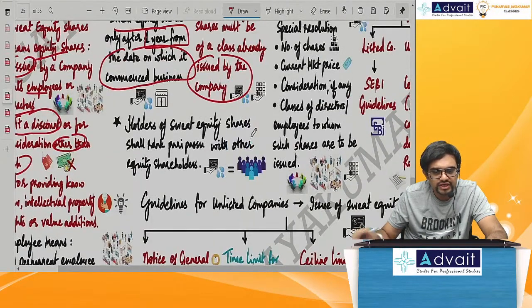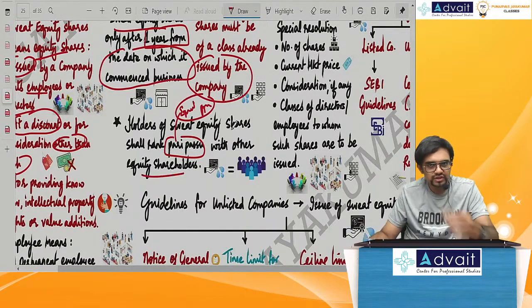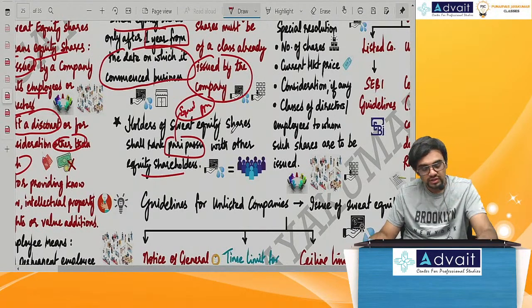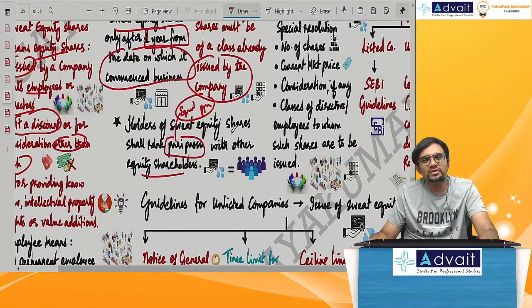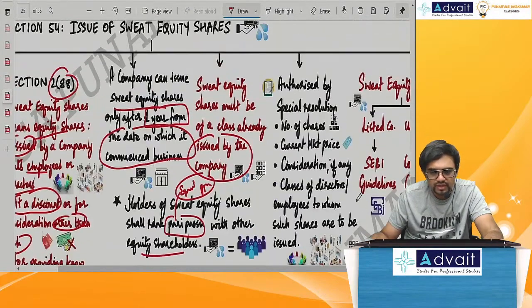Holders of sweat equity shares shall rank pari passu, means on equal footing, equal proportion with other equity shareholders. Just because you have got the shares without paying any money doesn't mean you are any less compared to the equity shareholders. Both of you are equal is what they are trying to tell.